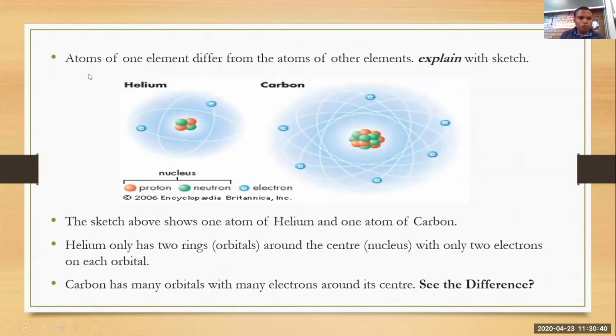That means atoms of one element differ from the atoms of other elements. Let's explain what this means. Remember, a periodic table has all the elements that we know of. Let's take one element, hydrogen, when we look at our periodic table here.